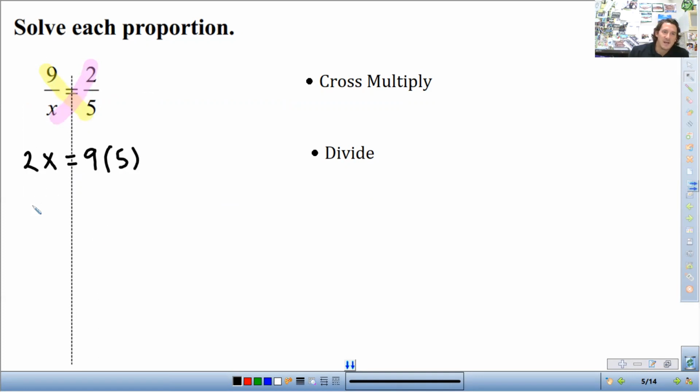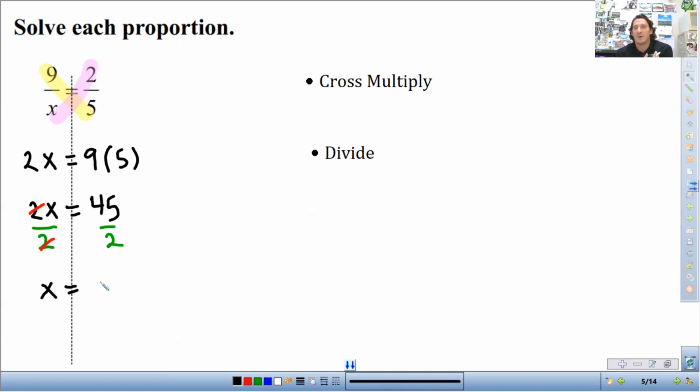All right, 2 times x just stays. 9 times 5 is 45. And then to solve, you divide. So this is 2 times x, the opposite of multiplying by 2 is dividing by 2. So the 2's cancel out. And then we get x is equal to 45 divided by 2.